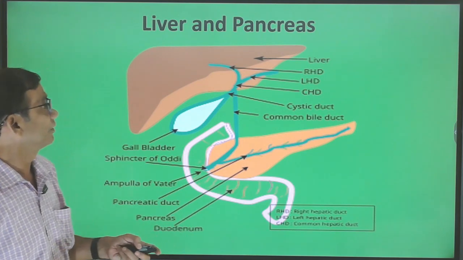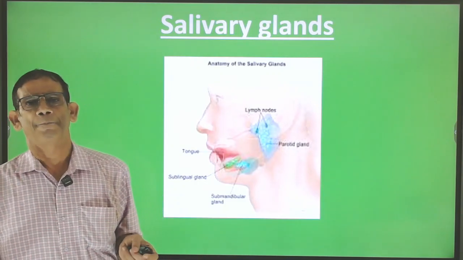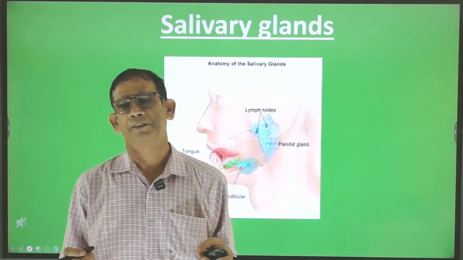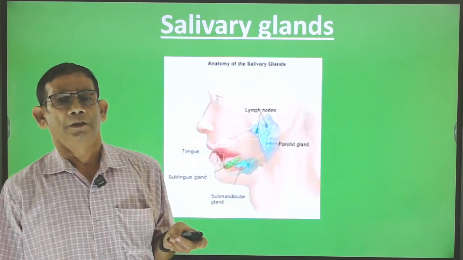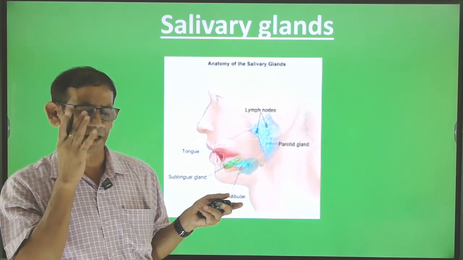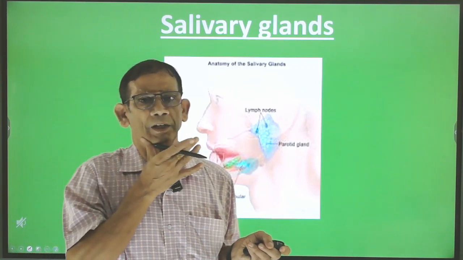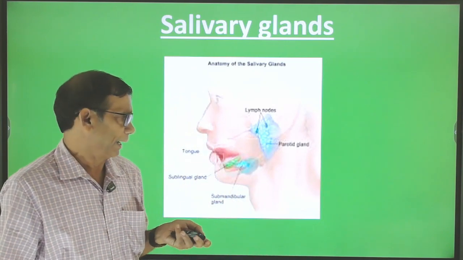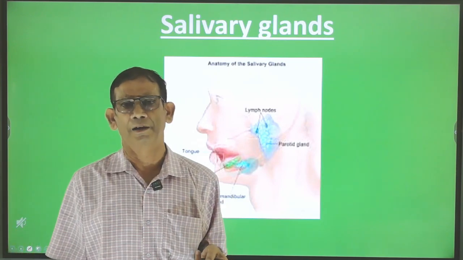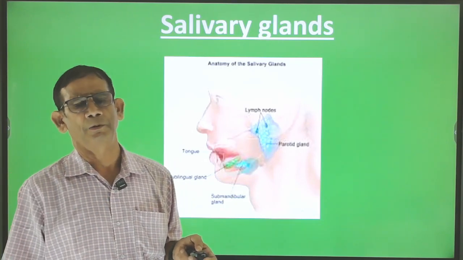So after this, the next one is the salivary glands. There are three pairs of salivary glands present in our mouth, which are called the major salivary glands. The first one is the parotid gland, present just below the external ear or pinna, and the next one is the submandibular gland, at the corner of the lower jaw, and the next one is the sublingual gland, present just below the tongue. All these salivary glands open through a particular duct.